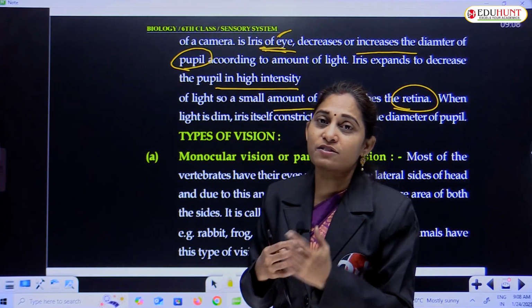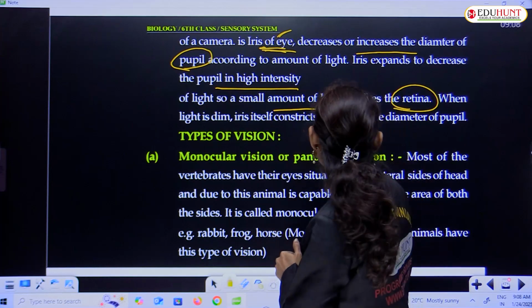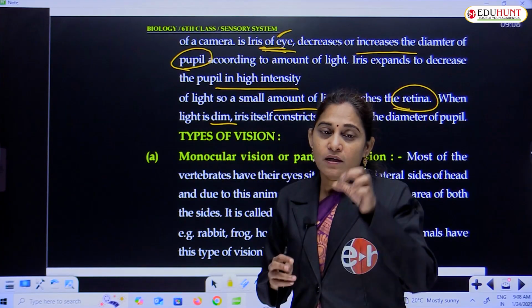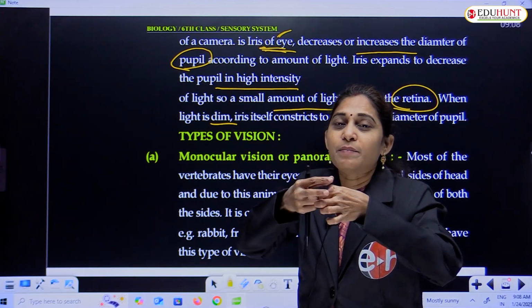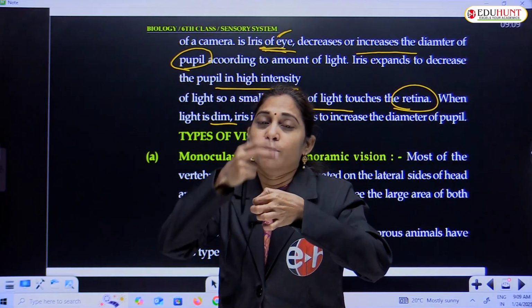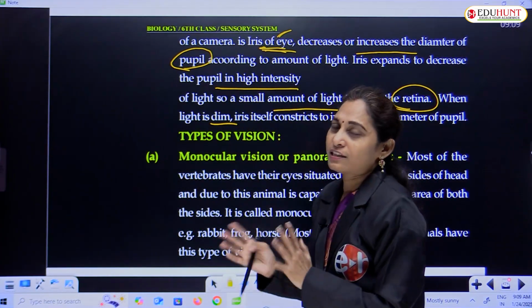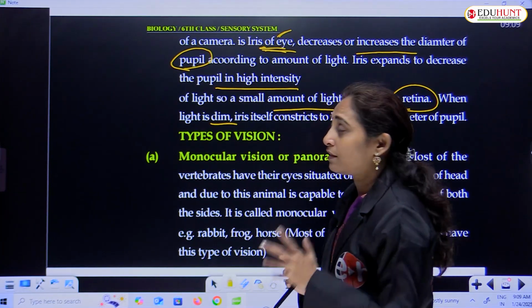High light intensity is dangerous to the sensory cells as they undergo photooxidation. When there is dim light, the iris contracts so as to enable the increase in the diameter of the pupil. Then more light falls on the retina. This is the adjustment that happens because of the iris present in the eye.